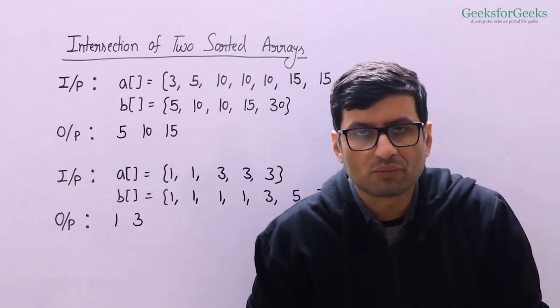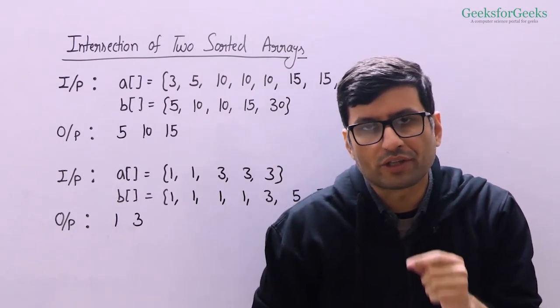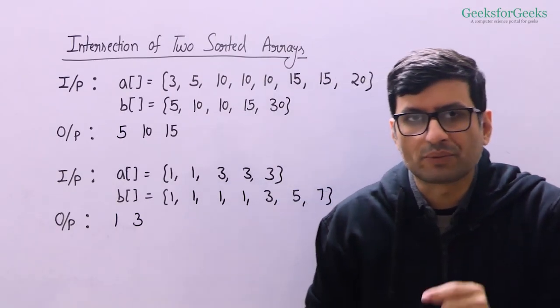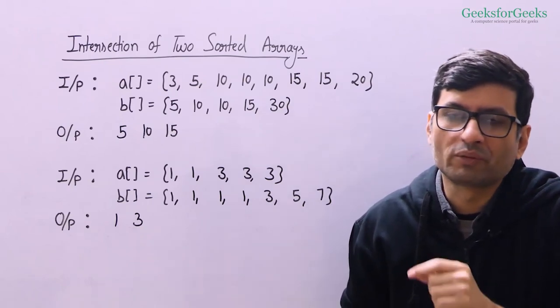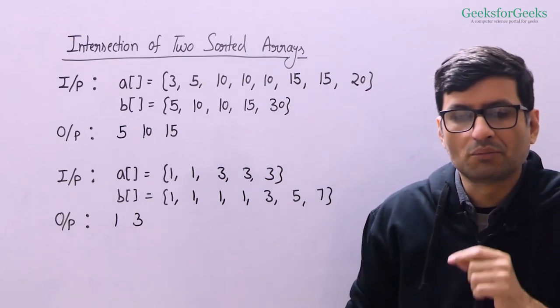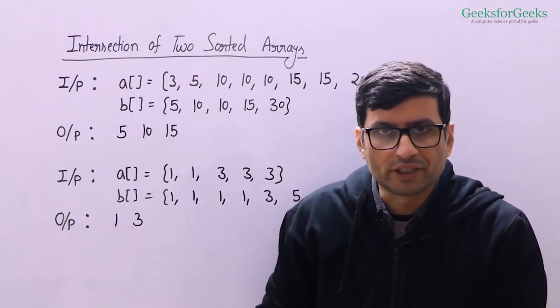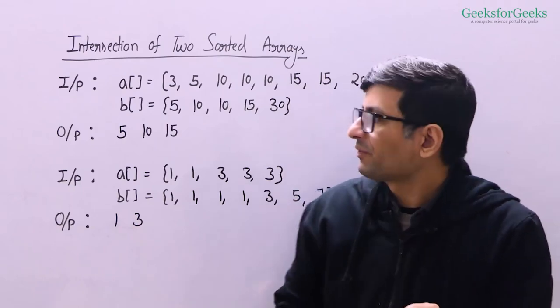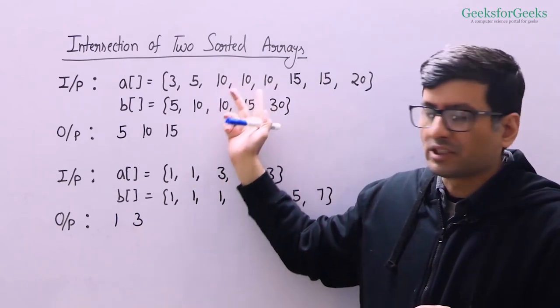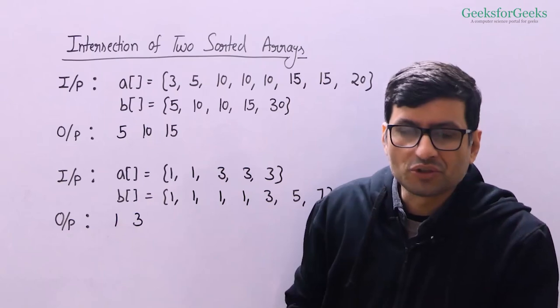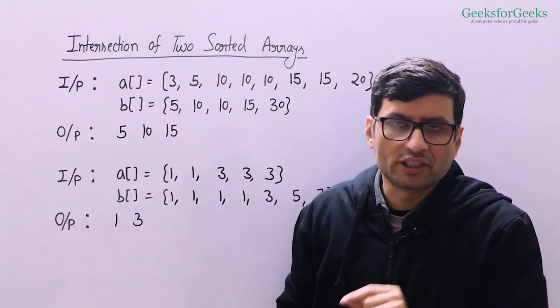Let's talk about this problem. We are given two sorted arrays. Our task is to print the intersection or common elements of both arrays. Both arrays might contain duplicates, and if there is an element, for example 10 here, it appears 3 times here and 2 times here, but we should be printing it only once in the output.